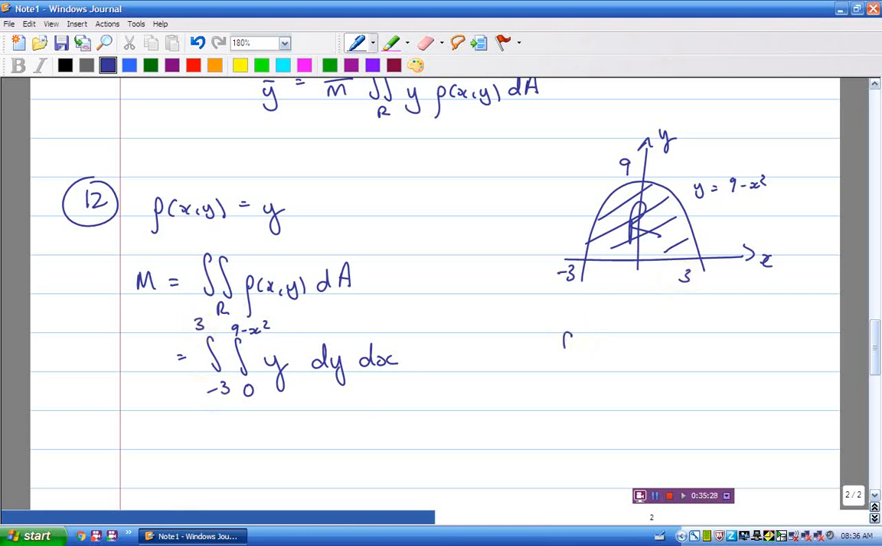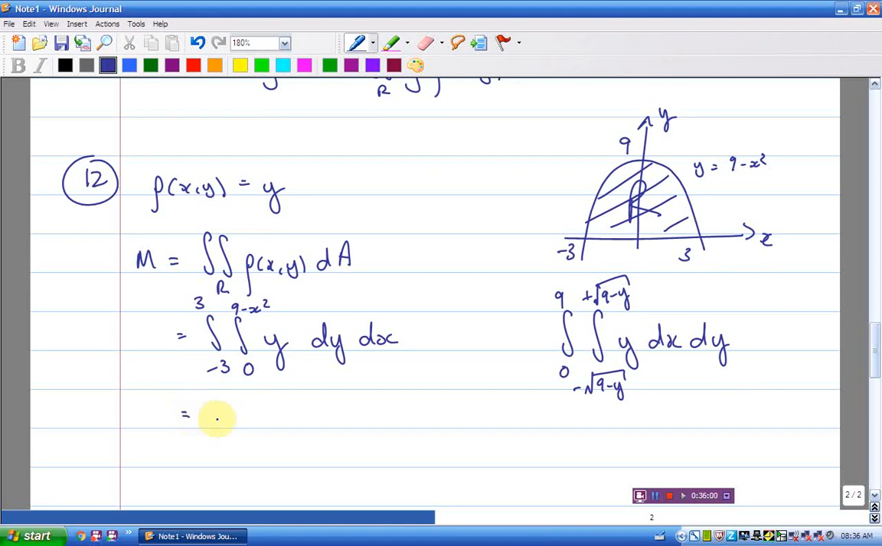I could as legitimately have done x first. X would have gone from the left edge to the right edge. The left edge is negative square root of 9 minus y, and the right edge is positive square root of 9 minus y, for values of y from 0 to 9. But I'd rather avoid square roots. There's nothing wrong with them, but it's easier to work without them. But those are absolutely equivalent integrals. Equals, what did I differentiate with respect to y to get y? Half y squared.